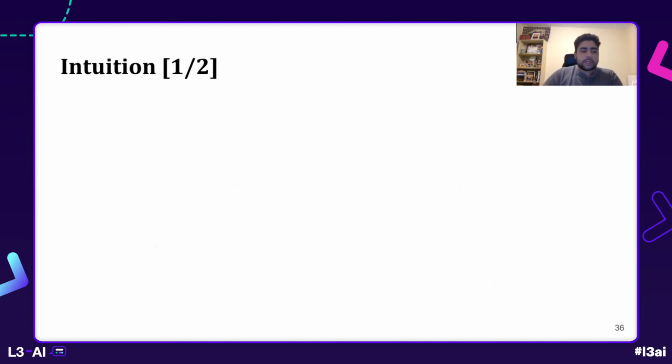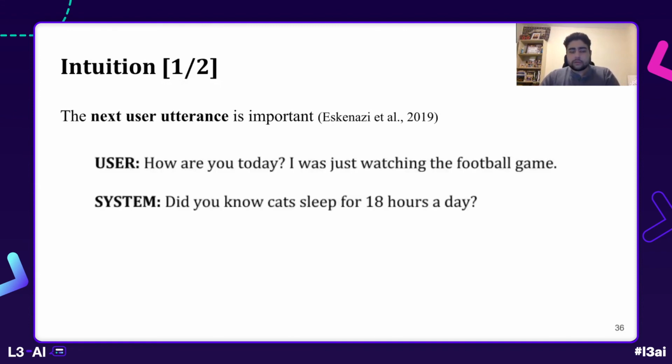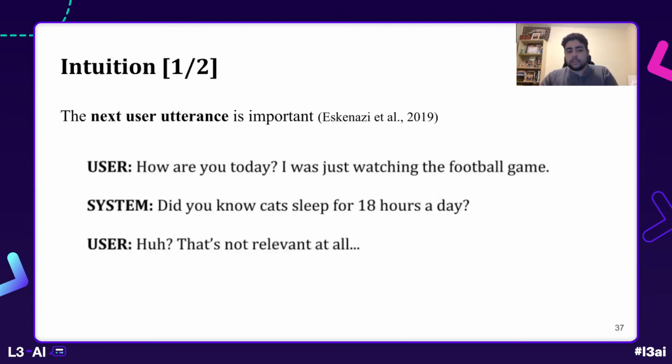So to explain what we do to come up with the FED metric, I'm going to walk through 2 pieces of intuition. First of all, the next user utterance is important for judging quality. For example, if the conversation so far is the user asks, "How are you today? I was just watching the football game," and then the system responds with, "Did you know cats sleep for 18 hours a day?" And then the next user response is, "Huh? That's not relevant at all."